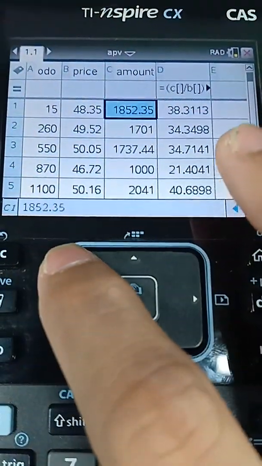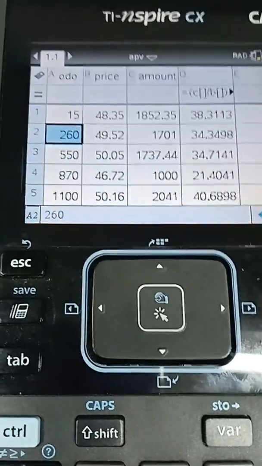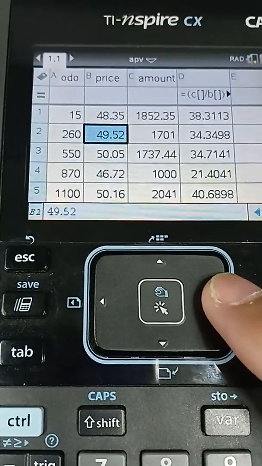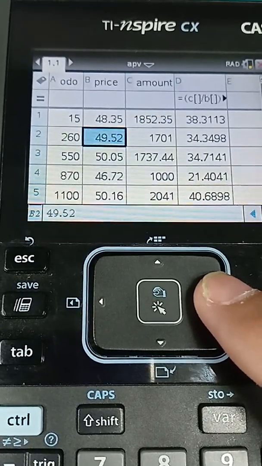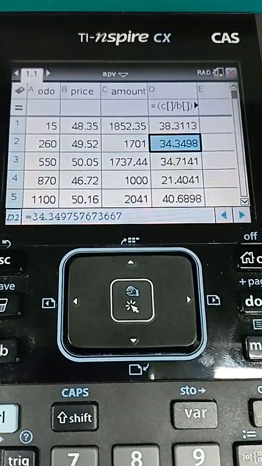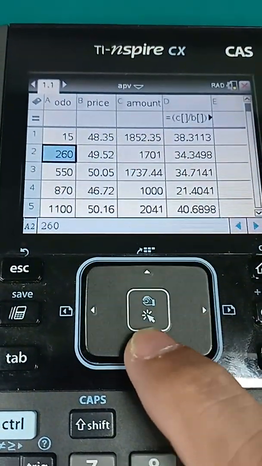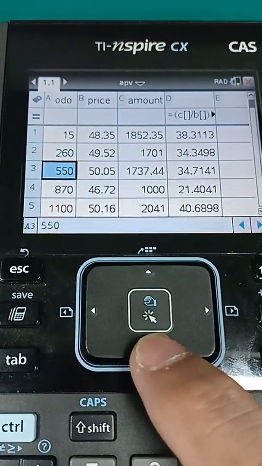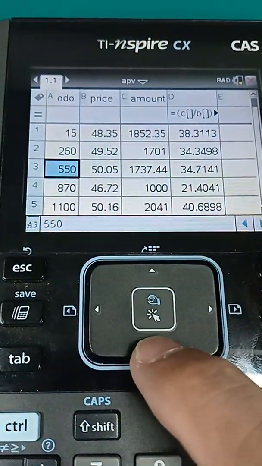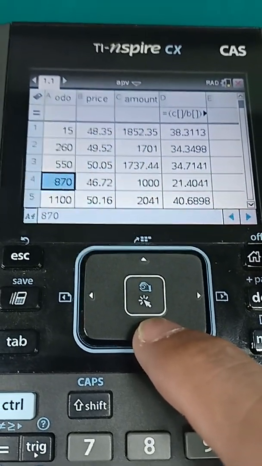Okay, so in my second gas, I record the odometer reading before doing the gas, and that is 260. The price of the gasoline at that moment is 49.52, and I use my money of 1701, and that will again add an additional 34.34 liters into the tank, and this goes on and on. Every time I get gas, I note the current odometer reading, the price, and the money that I used, and so on.